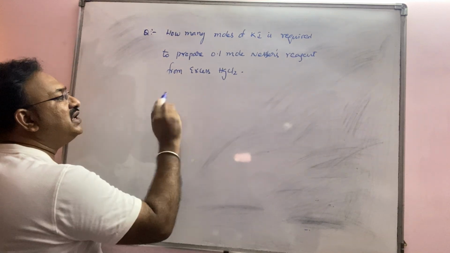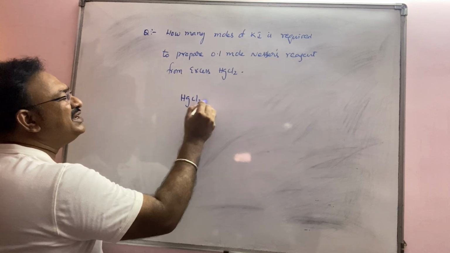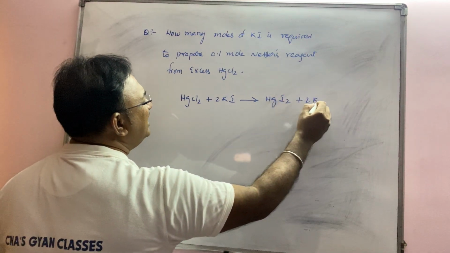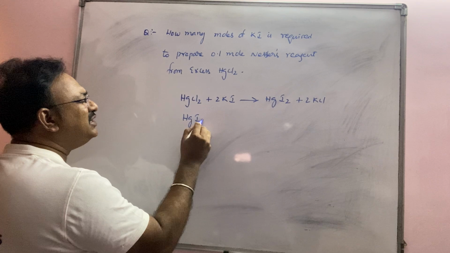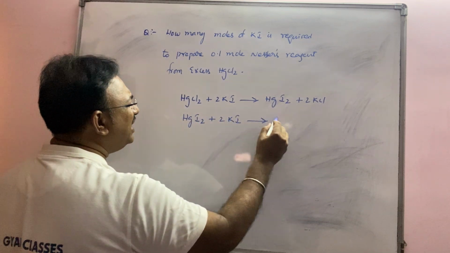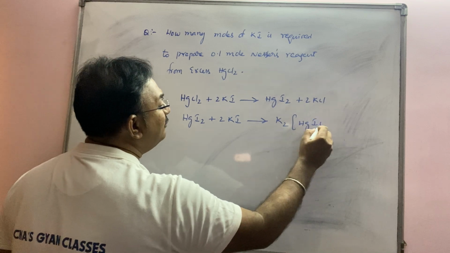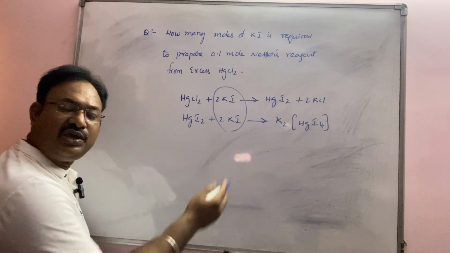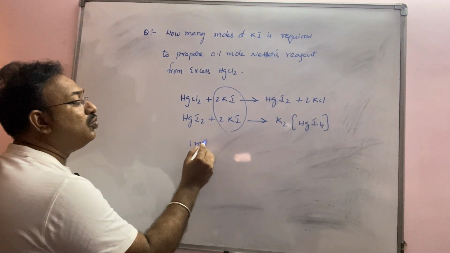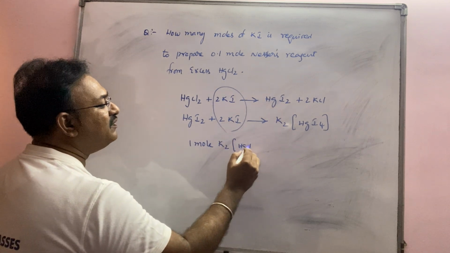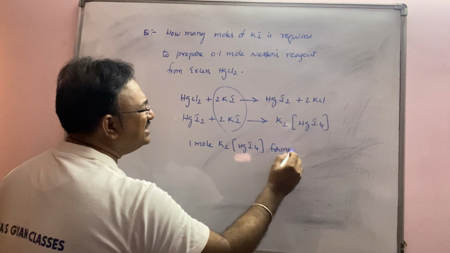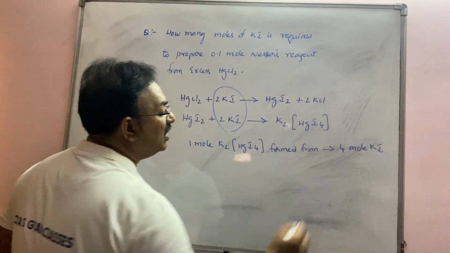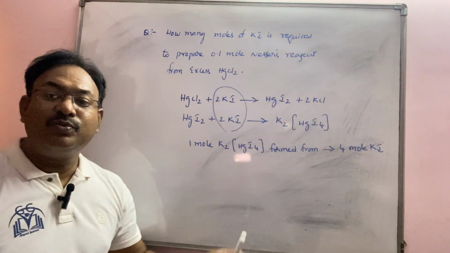Okay, so let me go through the equation. See, first HgCl2 reacts with 2 moles of KI and it gives HgI2 plus 2KCl. Again, this HgI2 reacts with another 2 moles of KI and gives K2HgI4, right? So total how many moles are needed? 4 moles. So using this equation you can do it. How? 1 mole of Nessler's reagent is formed from 4 moles of KI.